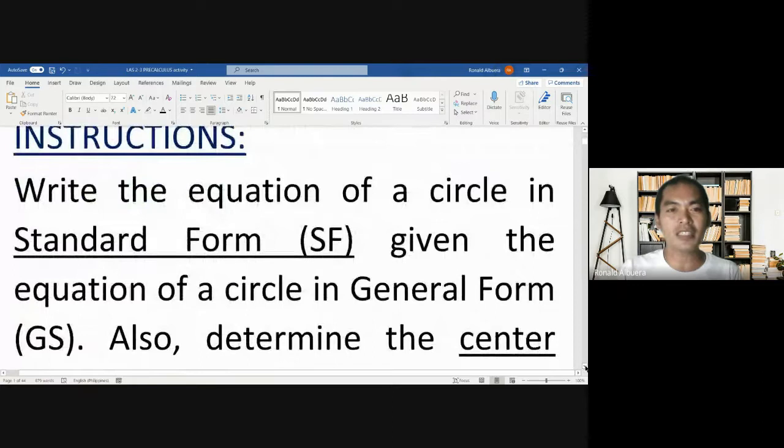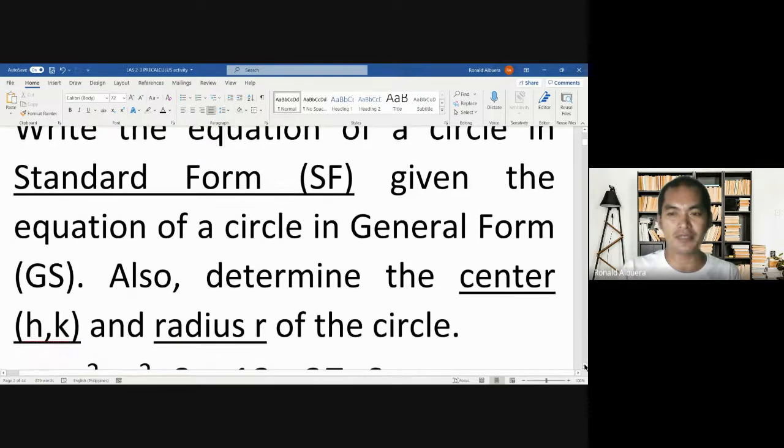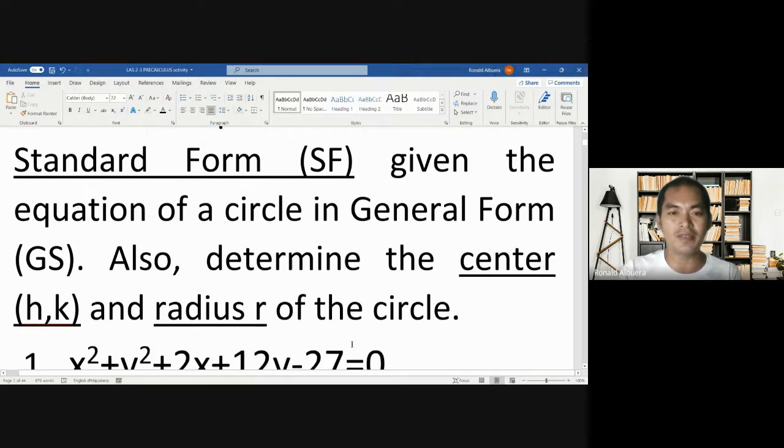You are going to write the equation of a circle in standard form, or SF, given the equation of the circle in general form, or GF. Also, determine the center represented by the coordinate (h, k) and the radius represented by r of the circle.